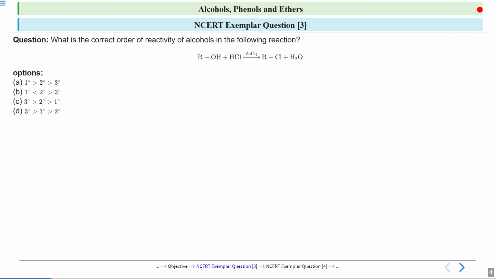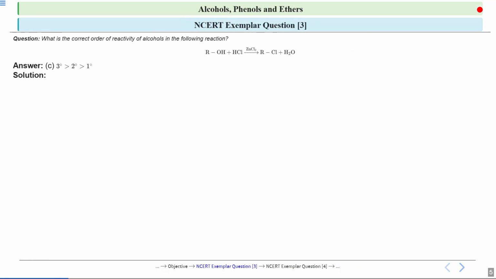Okay, if we see the solution part, then the right answer for this question is option number C, which is tertiary first, then secondary, and then primary. Now let's see the solution, how this option is correct.